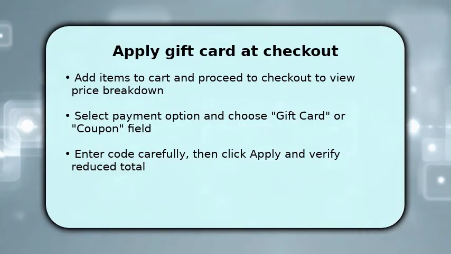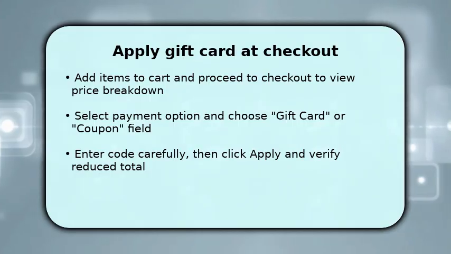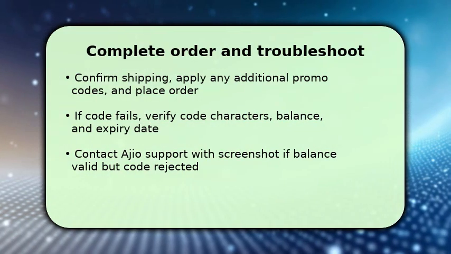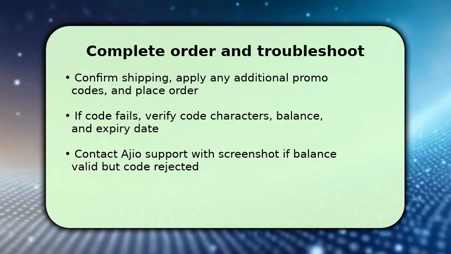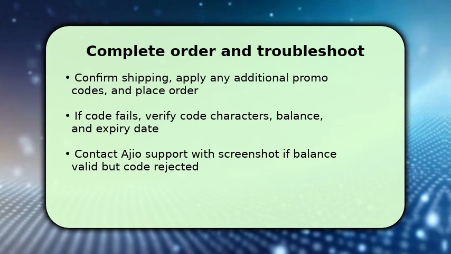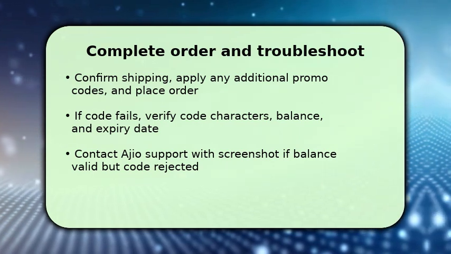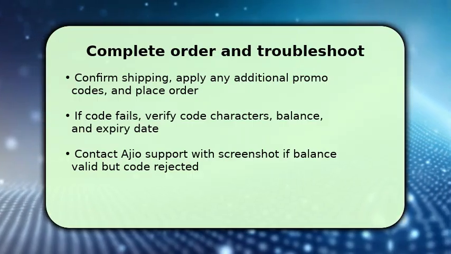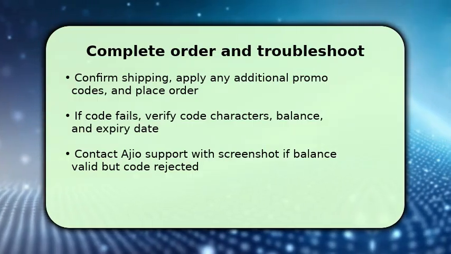If part remains unpaid, the interface prompts adding your backup payment method before you confirm. Finally, confirm shipping and any remaining promos, then place the order once the gift card amount is applied. This completes the purchase. If the code fails, immediately double-check for similar-looking characters, ensure the card hasn't expired, and confirm the balance covers the intended amount.